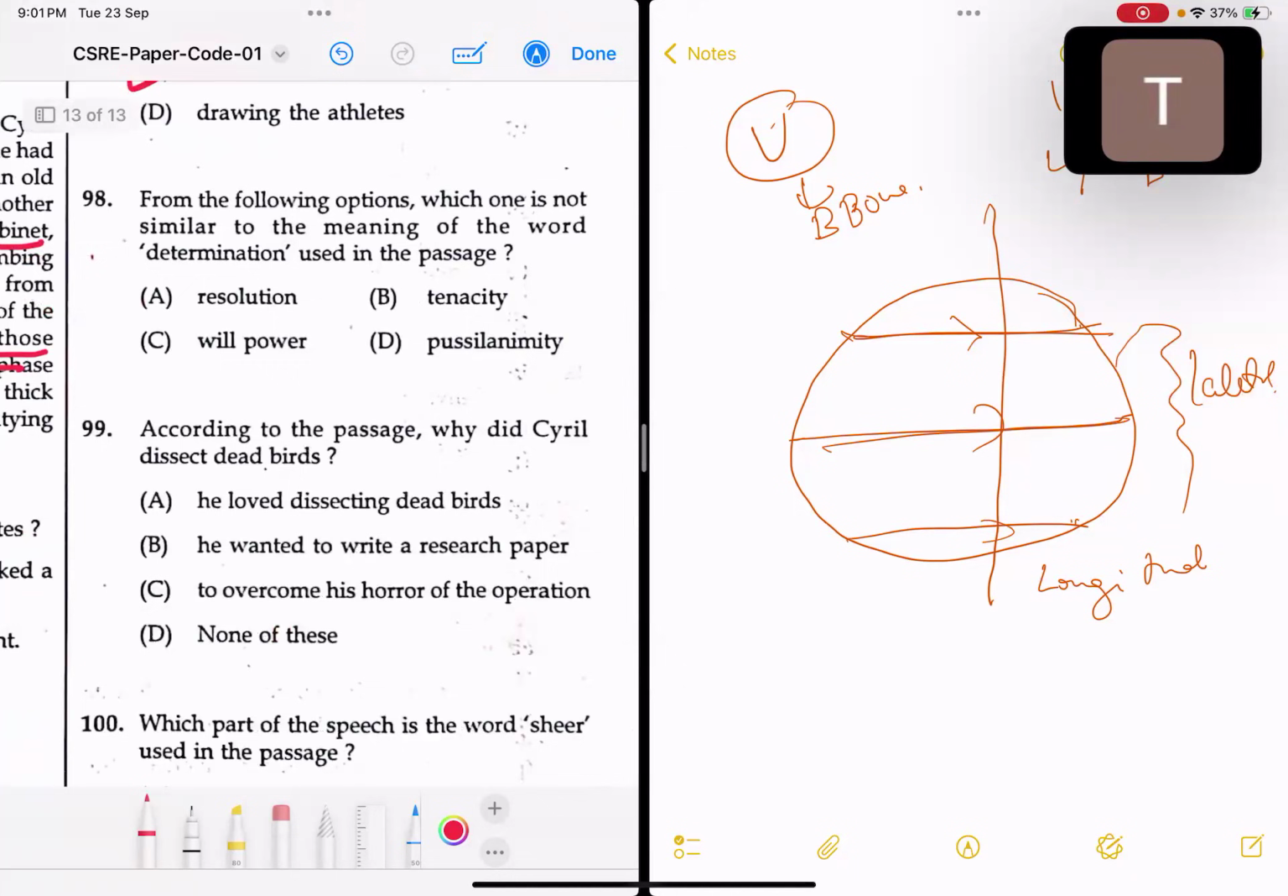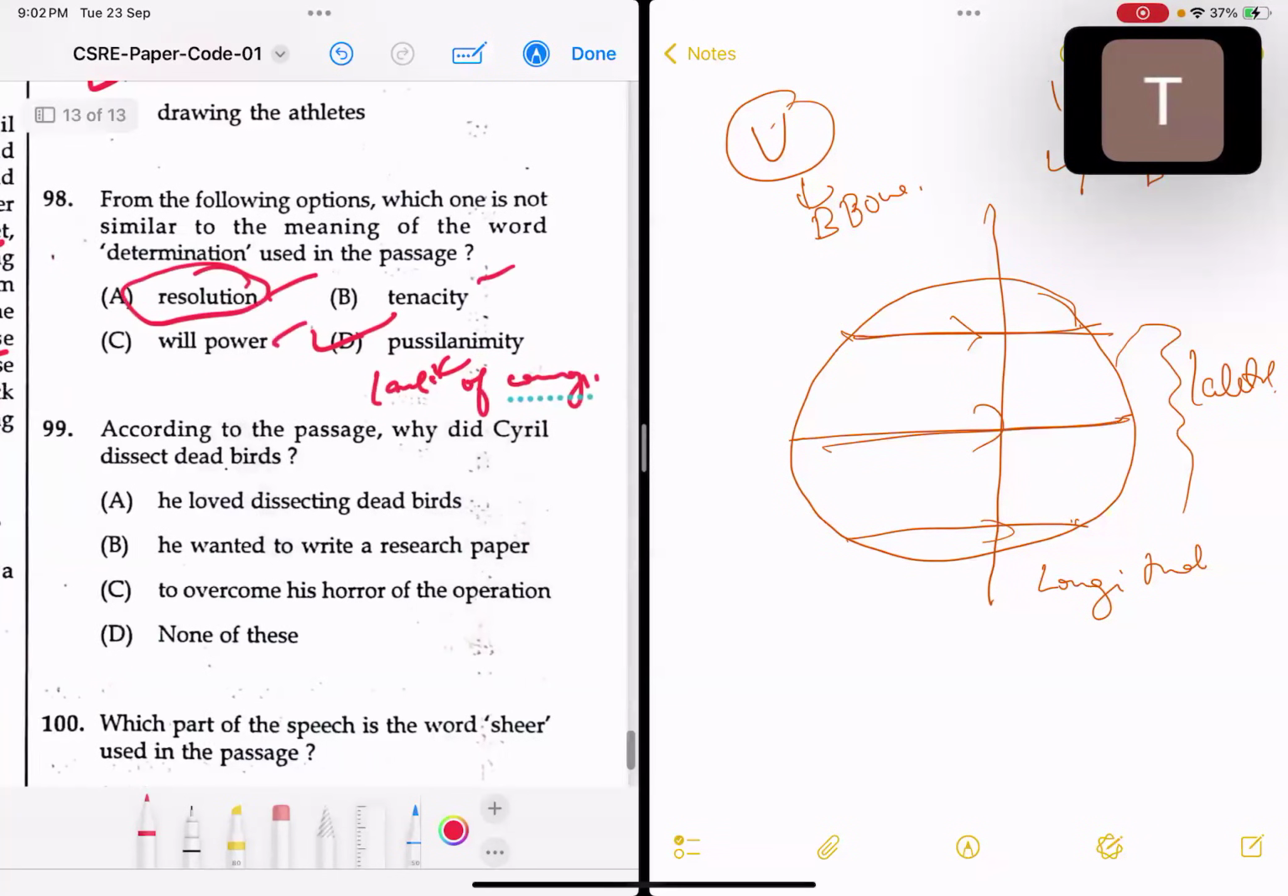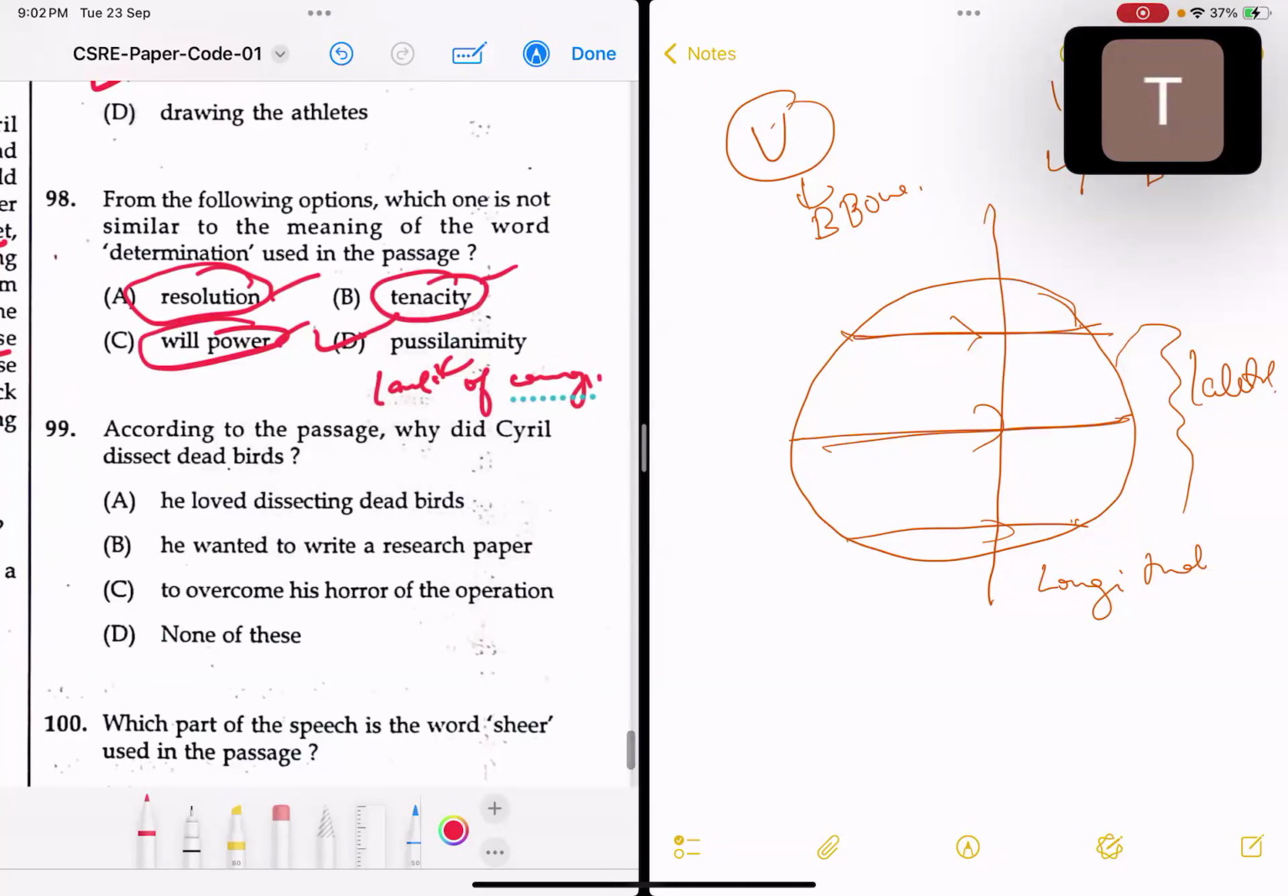Question 98. From the following options, which one is not similar to the meaning of the word determination used in the passage? Here four words have been given, and we have to find the one which is not similar to the meaning of determination. The correct option is pusillanimity, option D. Pusillanimity simply means a lack of courage. If you look at the other three options, resolution, willpower, tenacity, these are quite synonymous to each other. So the one which is different is pusillanimity.